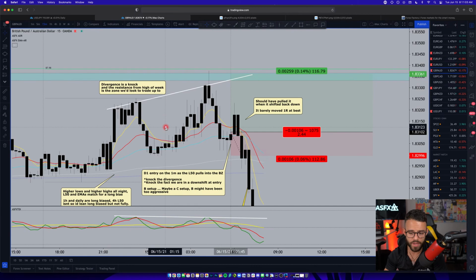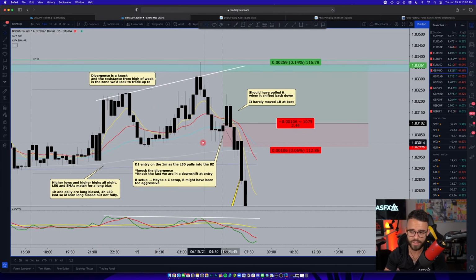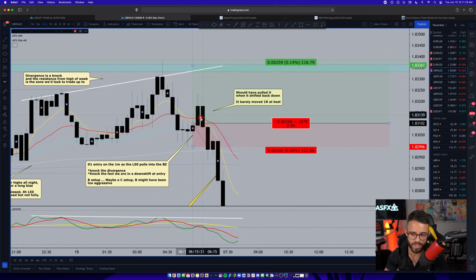And the only other thing that I would say is a knock, if anything, against it is that it was in a downshift when I took the entry. You see how the red 21 was above the 8 yellow EMA right there? It was in a downshift briefly when I took the position. It tried to shift back up. As you can see, the EMAs get above, 8 gets above the 21, and then it ends up coming right back down.